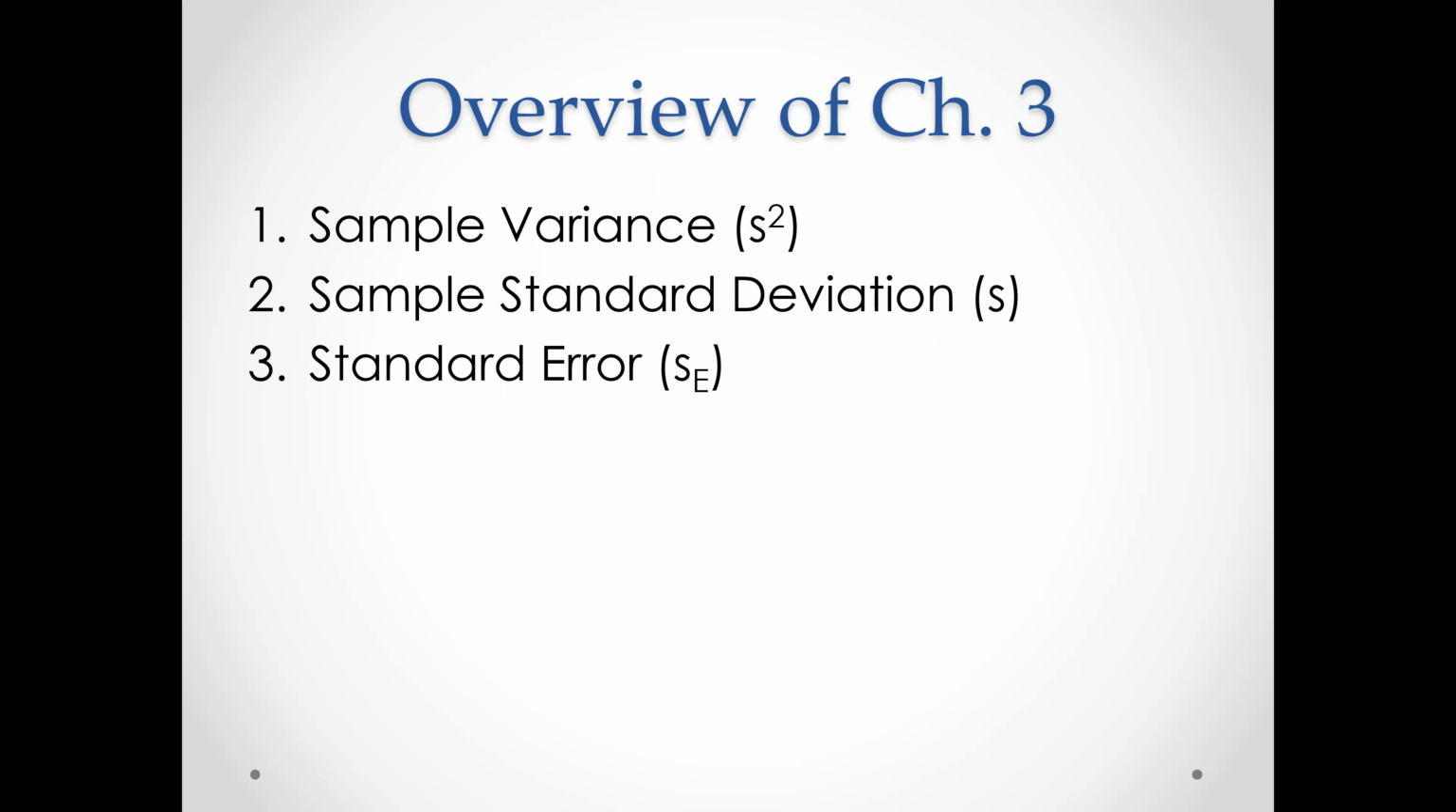Now it says sample variance, sample standard deviation, standard error. Sample just means that we took a part of the population, a sample of the population, and used that to determine our variability index. So let's start with the sample variance, indicated by S squared.